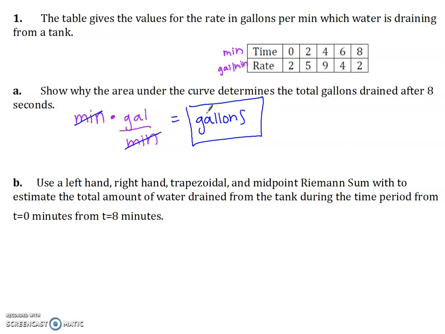Now for part B, using a left-hand, right-hand, trapezoid, and midpoint Riemann sum, estimate the total amount of water drained from the tank during the time period from t equals 0 minutes to t equals 8 minutes. So that's just this whole table.